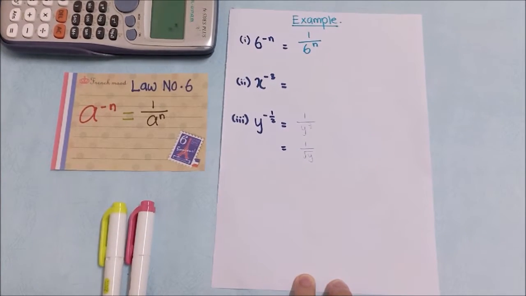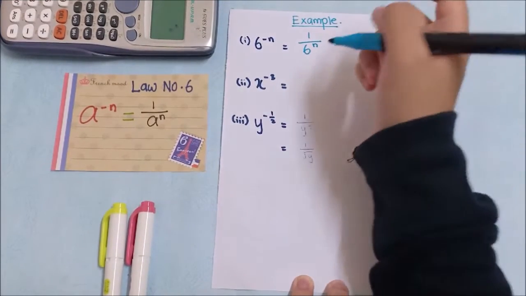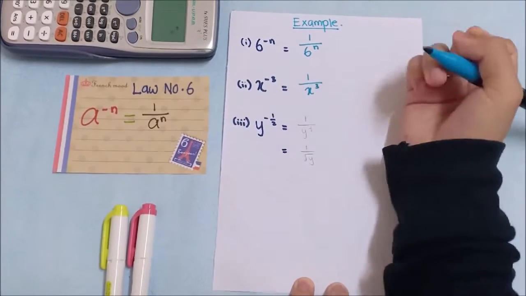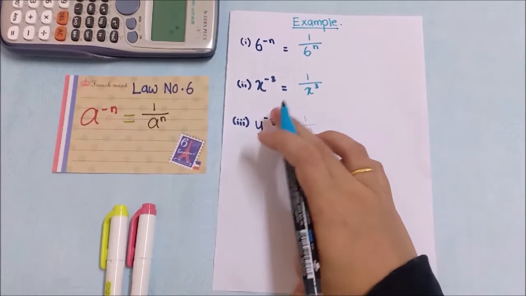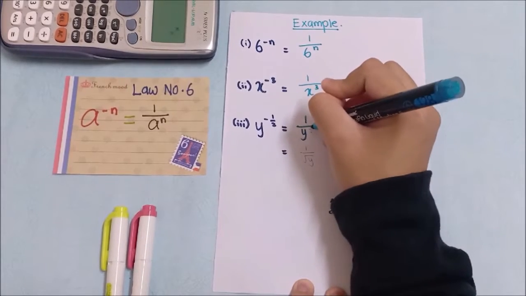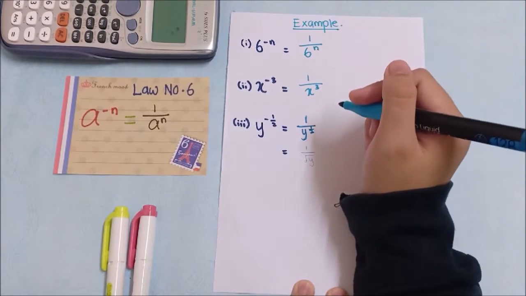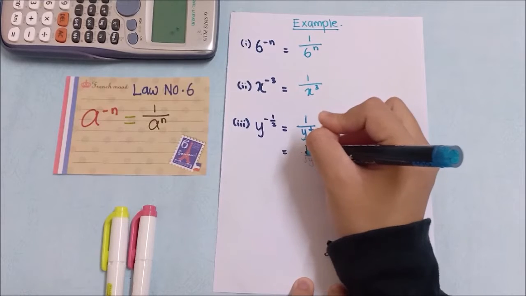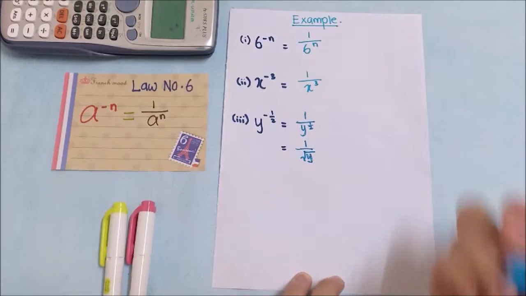The second example is x to the power of negative 3. So the answer will be 1 over x to the power of 3. And then the third one is y to the power of negative 1 over 2. So we will put 1 over y to the power of 1 over 2. 1 over 2 is the same as the square root. So we replace it by 1 over the square root of y.